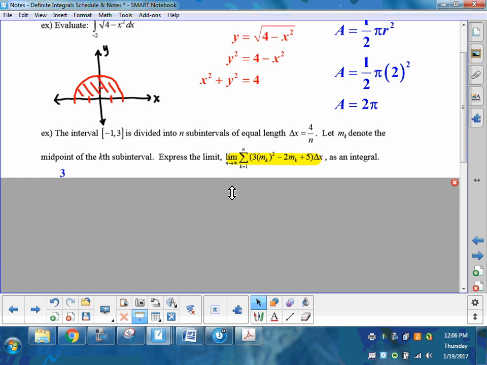Okay? So, if the interval 1 to 3 is divided up into n subintervals with equal length, m sub k would represent the midpoint of the kth subinterval. What is this asking you to do? Express this limit as an integral. What does the limit as we go out to infinity of this represent? When you see a limit, you're dividing subintervals up into infinity. What is that really telling you to take?